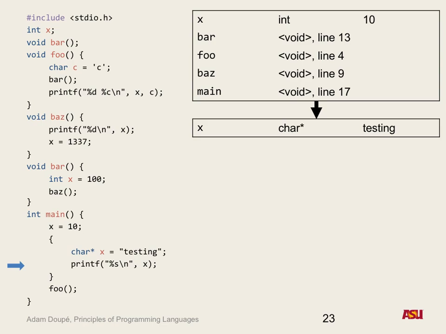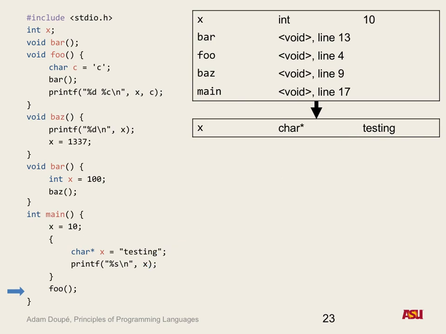So now when I see this x, do I say, oh, this x is the same thing as this global x? No, right? I look up in my symbol table, basically starting from the bottom and looking up and saying, is there an x in this symbol table? Yes, there's an x character pointer. So this is what this x refers to. So when I print out, I'm going to print out the value testing. Has anything changed so far? No, it's been the same.